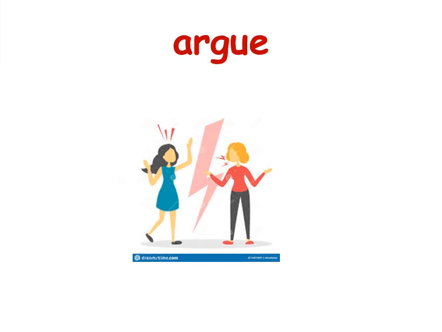Second word, argue. To argue is to not agree. When you don't agree with someone about something, it means that you're arguing about it. So they are arguing. These girls, they are arguing. So this word is argue.